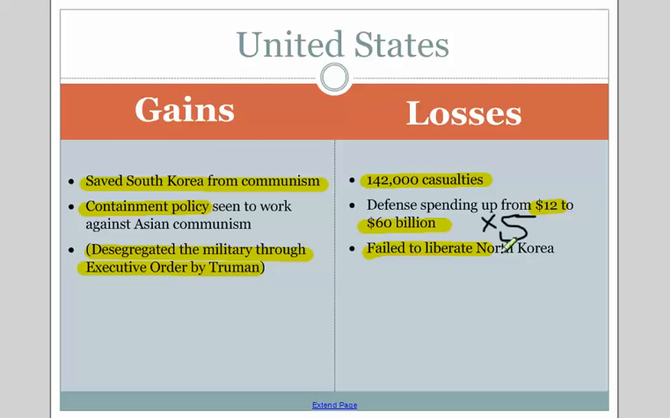And we fail to free North Korea. So North Korea remains communist. And we can see that a lot of what is happening in North Korea today can be traced back to the Korean War.